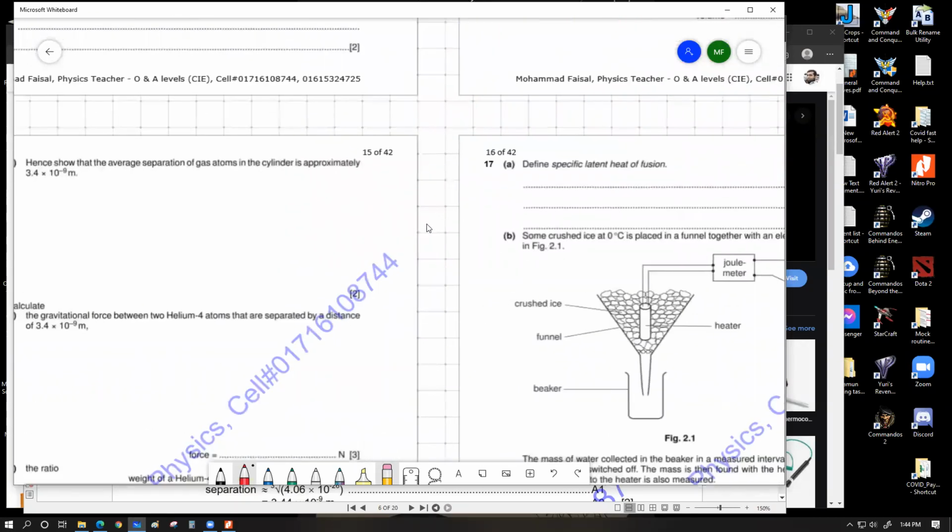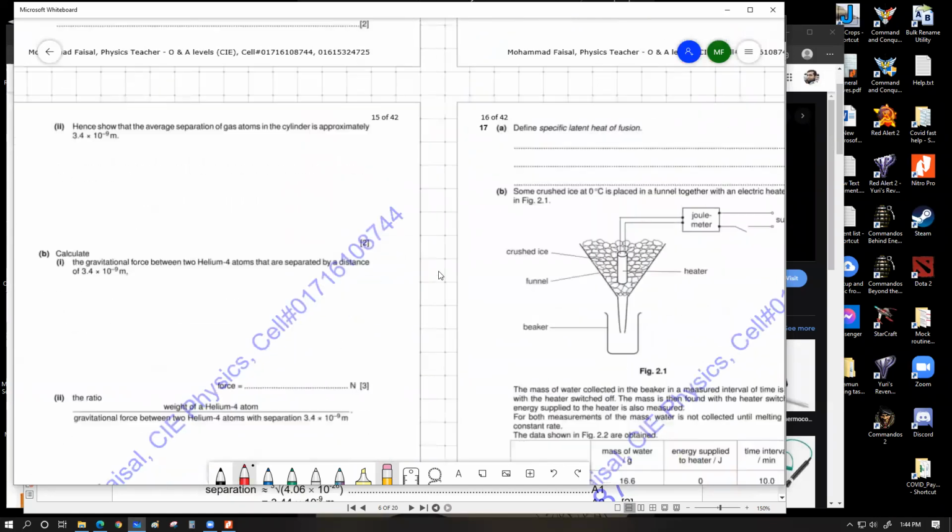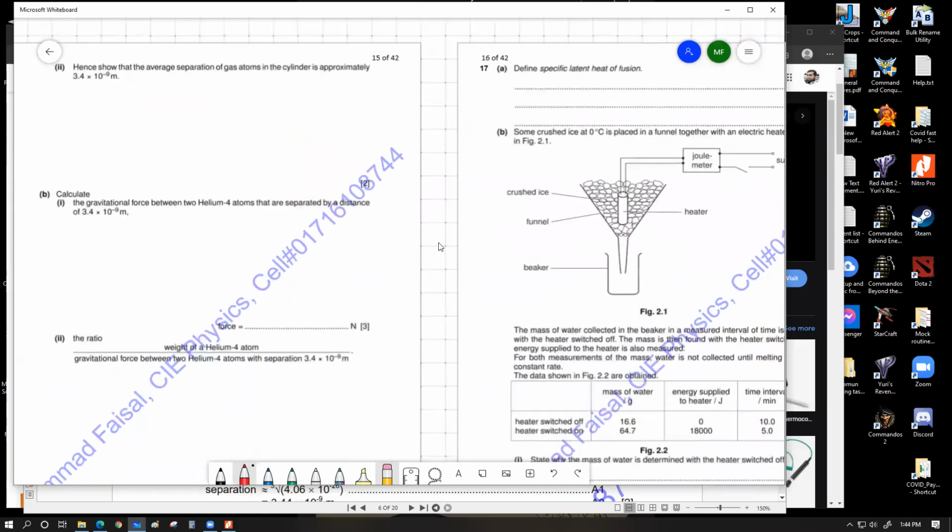Number 16 is actually pretty simple. I would like you to please try that. If you can solve it, I'll help you with it.